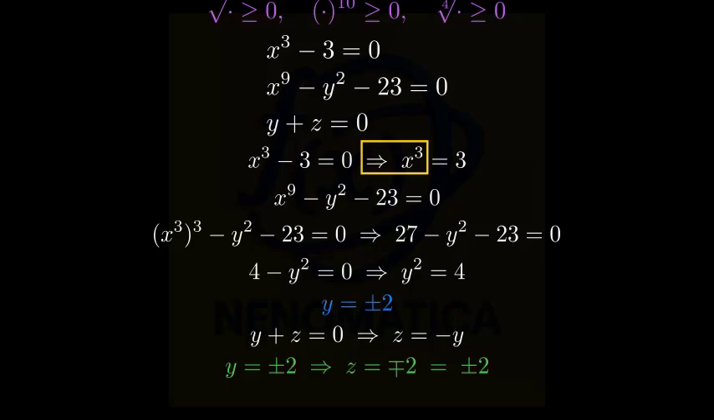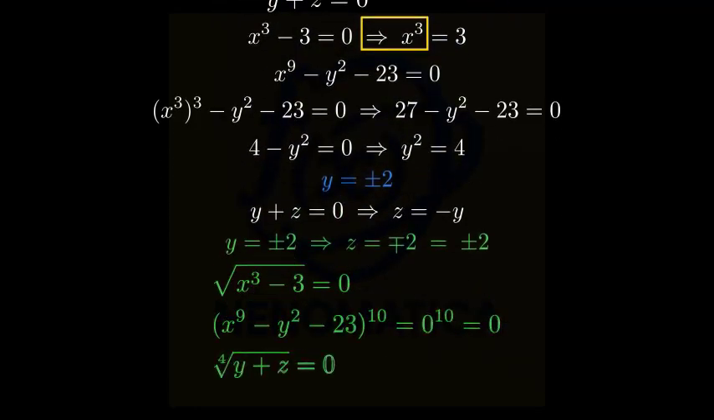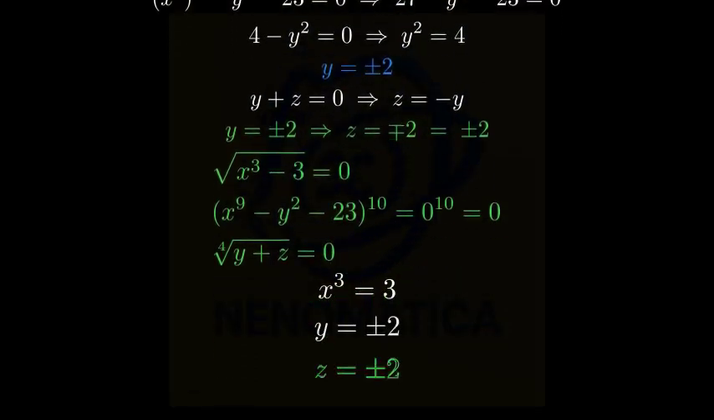Quick check. For either pair, y equals 2 and z equals negative 2, or y equals negative 2 and z equals 2, and with x cubed equal to 3, each term becomes 0, so the original equation is satisfied. Therefore, the solutions are x cubed equals 3, y equals plus or minus 2, and z equals plus or minus 2. The question asked for z, so we report z equals plus or minus 2.